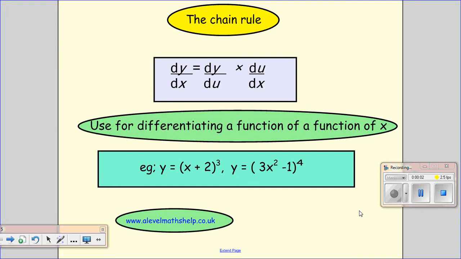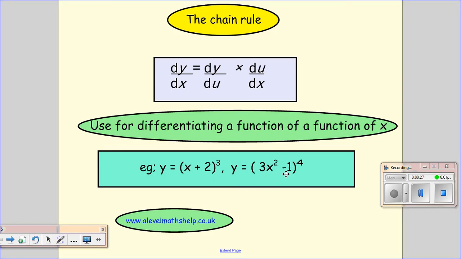Hello, so in this video we're going to be looking at the chain rule. We use the chain rule when we're differentiating a function of a function. What that means is, before we were able to differentiate powers of x, we had y equals x cubed, and now we haven't got just an x inside this bracket, we've got another function. So we've got x plus 2 here, or 3x squared minus 1.